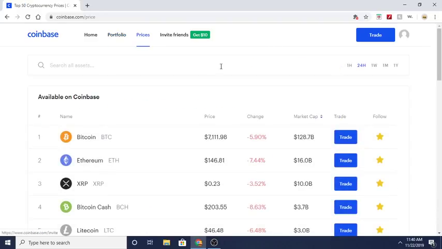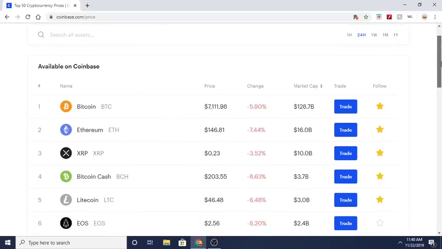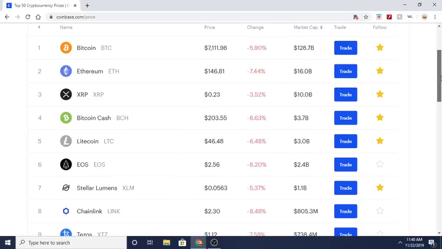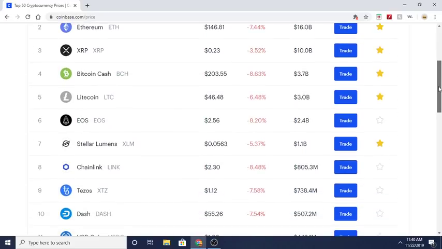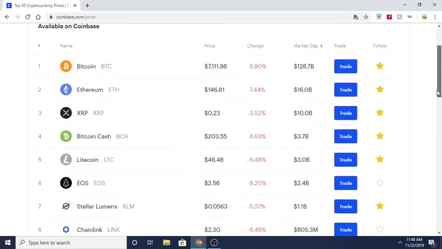Price. When you go to price, it just shows you the coins available on Coinbase. So this is what's available. Bitcoin, nothing on. This is Bitcoin Cash, nothing on. Chainlink, it's pretty good. What is this? Follow. Oh, they started on follow.